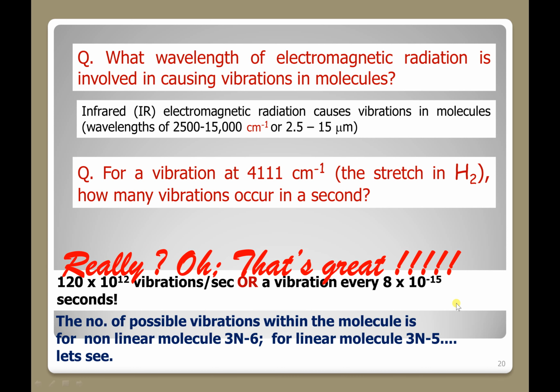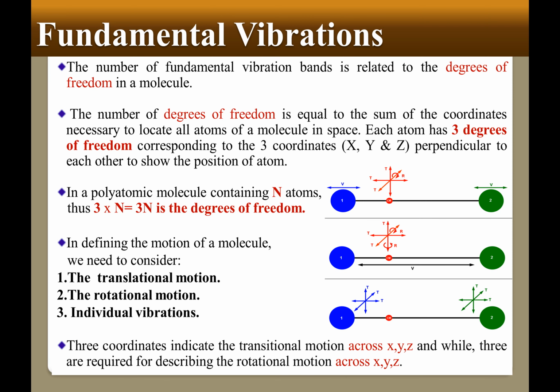The number of possible vibrations within a molecule is, for a non-linear molecule, 3n minus 6, and for a linear molecule, 3n minus 5. Now let us see what these figures are and how they are calculated. For that we have to come to the fundamental vibrations, that is, the real vibrations occurring by absorbing IR radiation in a molecule.